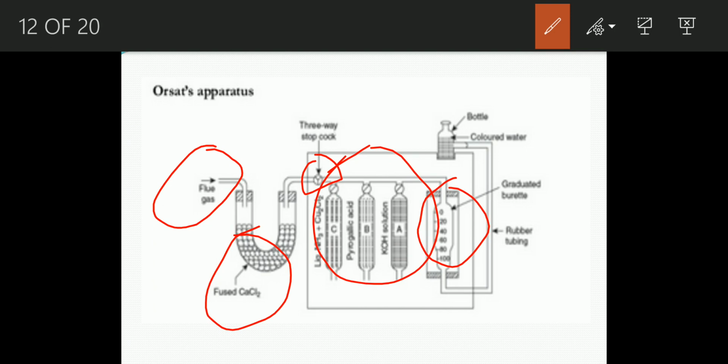This is about the construction of Orsat apparatus. Let us see the working of Orsat apparatus. Flue gas analysis involves mainly three steps. First step is estimation of carbon dioxide, and the second step involves the estimation of oxygen, and the third step involves the estimation of carbon monoxide.